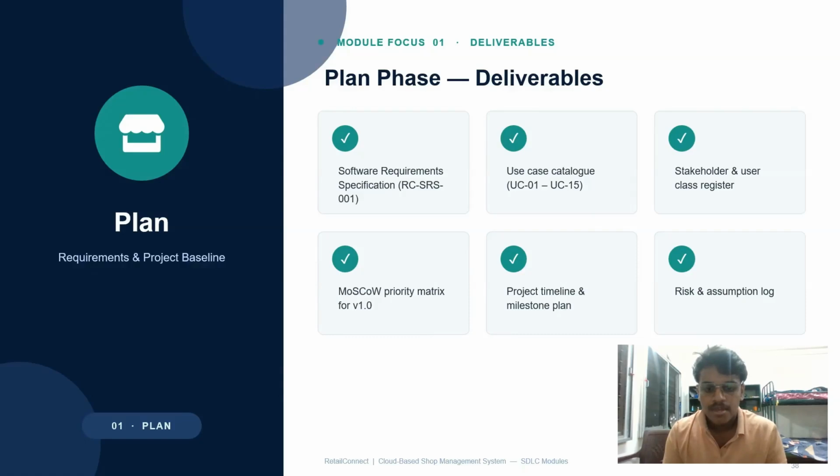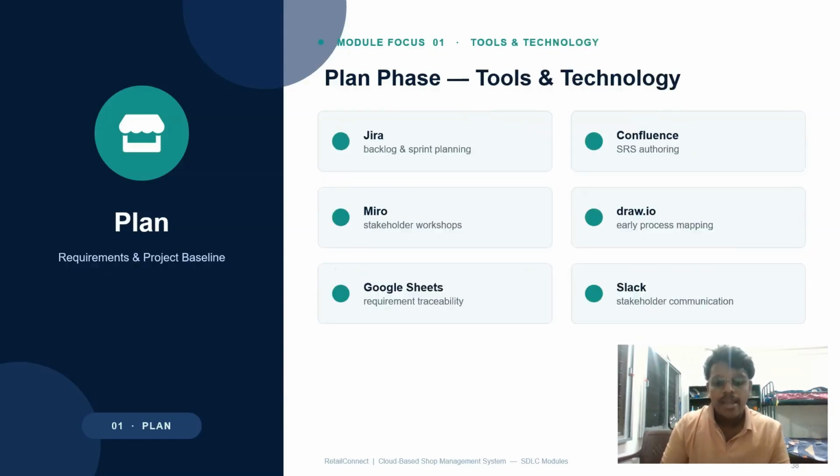Plan phase deliverables. Key deliverables include the software requirement specification, our use case catalog, and a detailed project timeline. Plan phase, tools and technology. To manage this phase efficiently, we utilize Jira, Confluence, Miro, Draw.io, Google Sheets, and Slack.